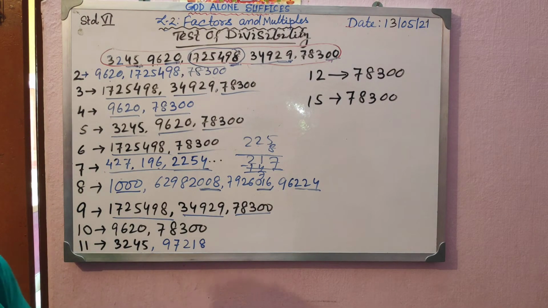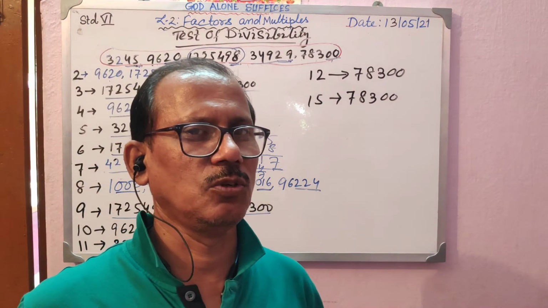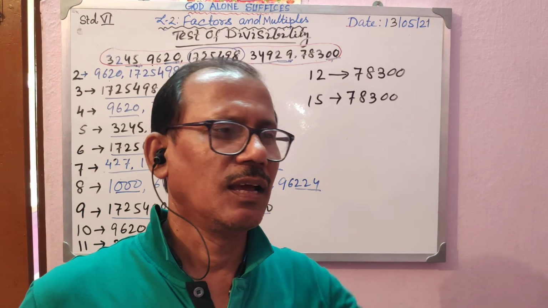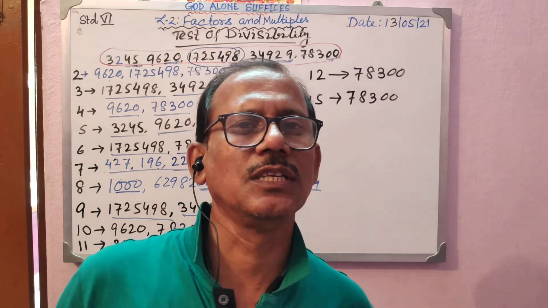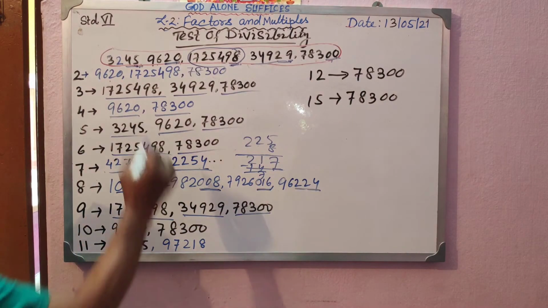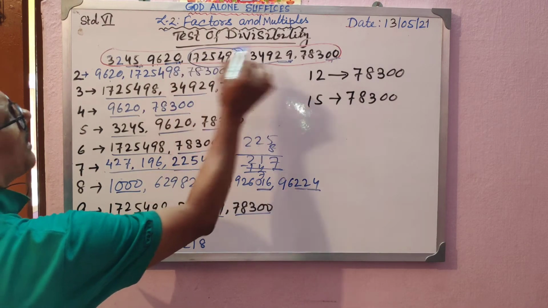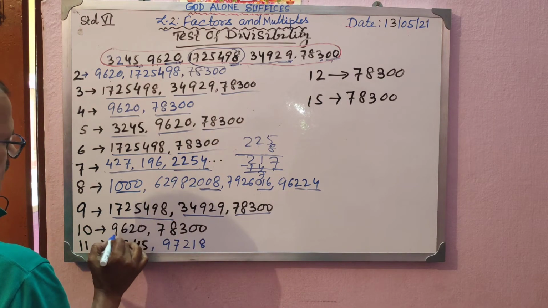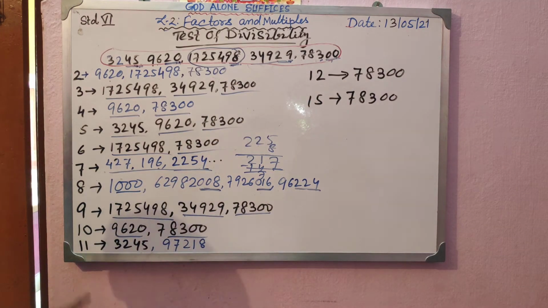Moving on to 10, the simplest law, as I said to you earlier, 5 and 10. For 10, the last digit has to be 0. That means the unit digit has to be 0. Blindly you say it. In this, the unit digit is 0 in this one and this one, so these two numbers are divisible by 10. Okay. Now moving on to 11.